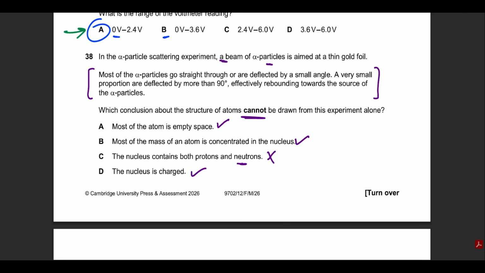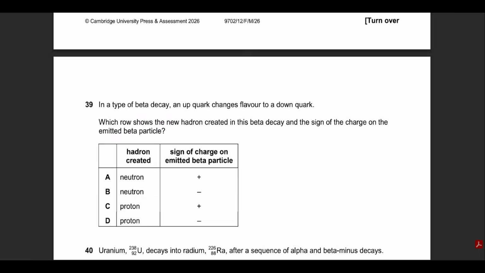At that stage, we only figured out that there is something at the center. In fact, we named it much later. There's something at the center that is causing the alpha particles to go away or to roll back completely. What is inside? That's something we didn't know. So it's going to be option C, the correct answer for this.